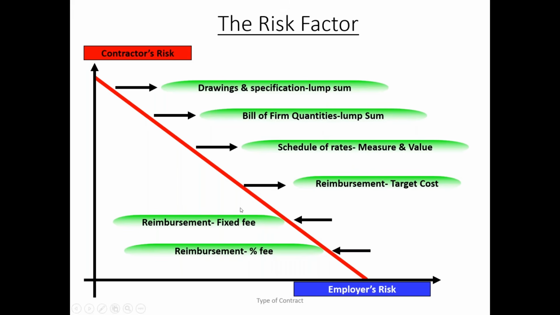In a measure and value contract, right? That's why we have said a measure and value contract is a kind of fair and reasonable contract between the parties. So we now have a very clear idea about all the contract types, isn't it? Using this idea, now tell me an answer.